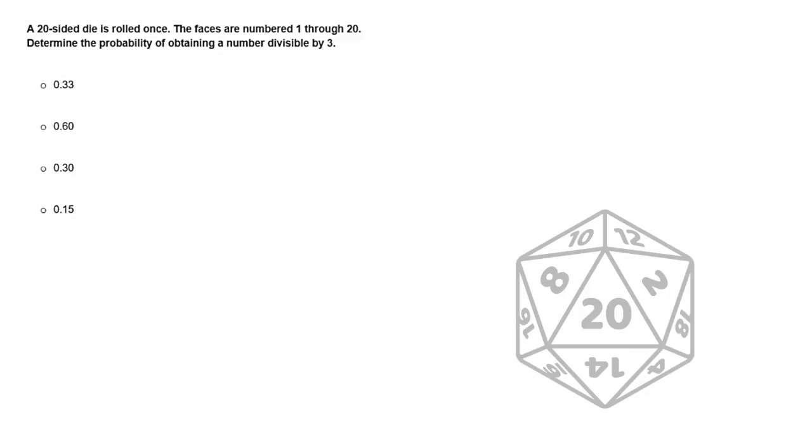In order to solve probability problems, there are two key pieces of information that we'll need. We need to know the number of successful outcomes in the problem, and we need to know the total number of outcomes. So let's review the problem to see what information we're given to help us find those two pieces of information. So we know that this die has 20 sides, and they're numbered 1 through 20. So we know that the total number of possible outcomes is 20.